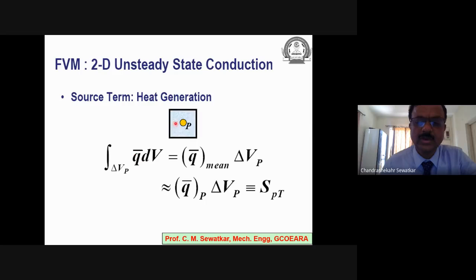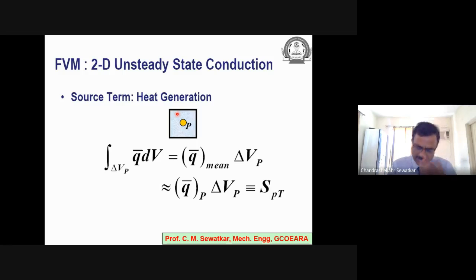We assume that this Q bar is a heat generation rate per unit volume. So there is an infinite number of points within this control volume, but all those points may have a certain mean value of a heat generation rate. We assume that mean value is constant and we take it out of the integral sign. What is left inside the integral sign is dV, and the integral of dV over delta Vp is delta Vp. So the further representation is Q bar mean into delta Vp.